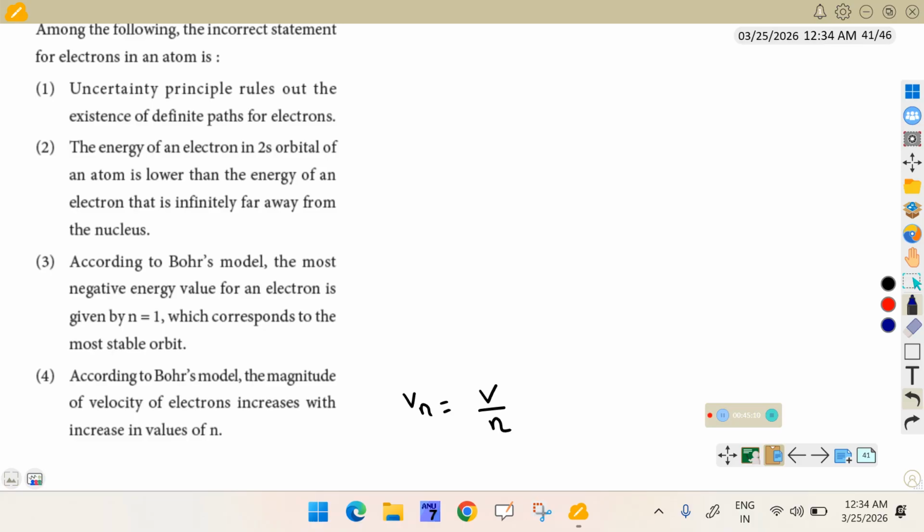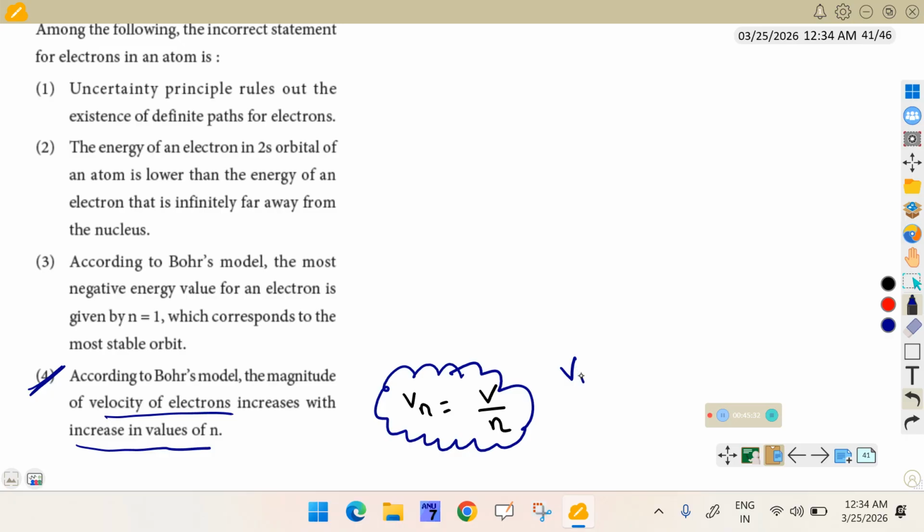Among the following, the incorrect statement for an electron in an atom is the fourth one. According to Bohr's model, the magnitude of velocity of electrons increases with increase in n value. No. What we know is that the velocity of the nth orbit, Vn, is proportional to V by n. That means the velocity of the nth orbit is inversely proportional to n.